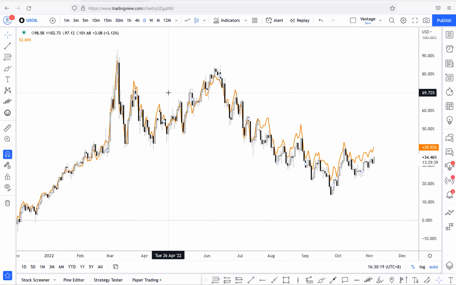The other factor that affects oil price would be, of course, the strength of the dollar. So when the dollar is extremely strong, what happens is that it makes it more expensive to buy oil in foreign currencies. So when the dollar is strong, it tends to push prices lower as well.